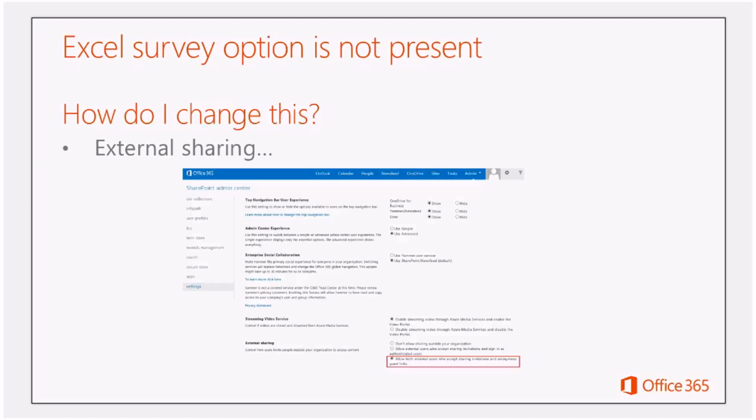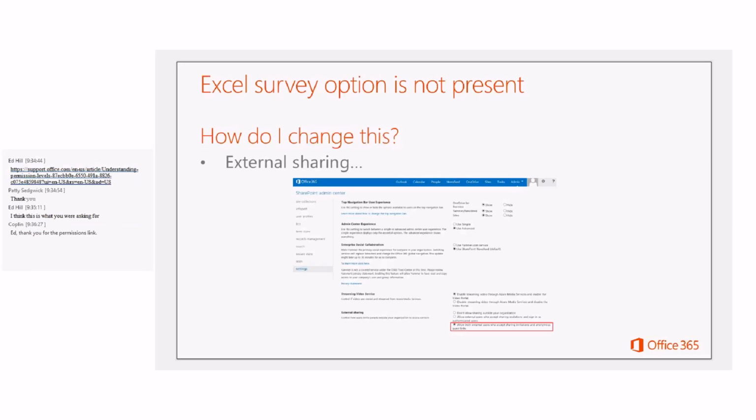So here's, again, the SharePoint Admin Center. Earlier we were looking at the site collections setting. Now we've actually moved down to settings because we need to change a SharePoint Admin Center tenant level setting rather than just modify an individual site collection. Here is the master setting for external sharing organization-wide.